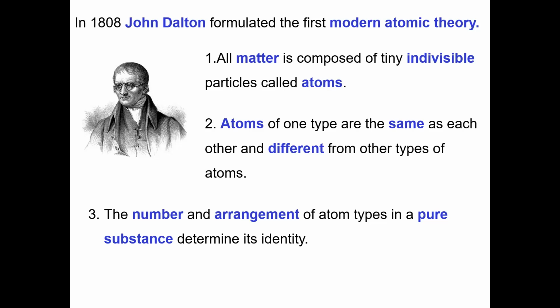He then goes on to explain that atoms of one type are the same as each other and different from other types of atoms. That is, every type of atom is unique. A hydrogen atom is different from a nitrogen atom, for example, but all hydrogen atoms are identical to each other. He further elaborates that the number and arrangement of atom types in a pure substance are what determines its identity.